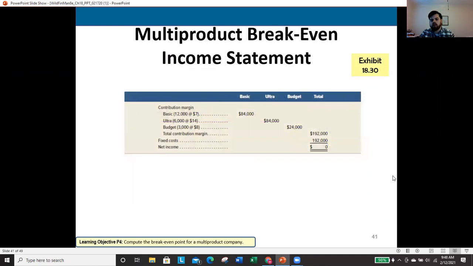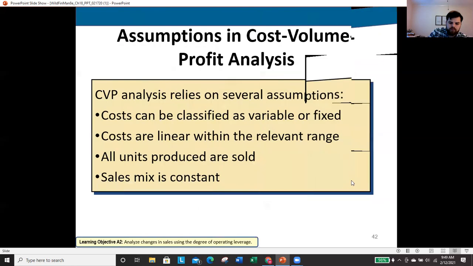We can see this on what's called a multi-product income statement, where we take each type of product, give it its own column, and have a total column here at the end. So for my basic, we see our contribution margin 12 times 7 is 84, 84, 24. 84 and 84 is 168 plus 24 is 192. 192 minus 192 is 0 for net income.